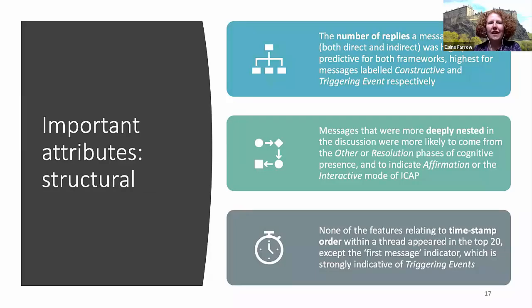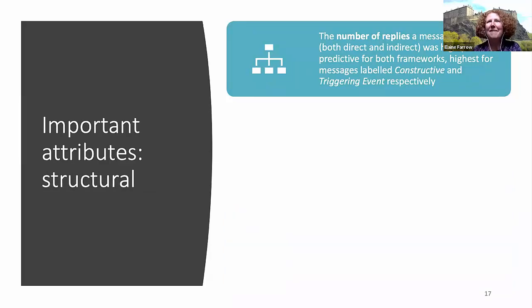Looking at structural attributes, sorry, I think my slide progression's gone slightly wrong. So in terms of structural attributes, the number of replies a message received, both direct replies and indirect replies, was highly predictive for both of the frameworks. And so the highest number of replies was for messages labelled constructive and triggering event, respectively, across the 2 frameworks.